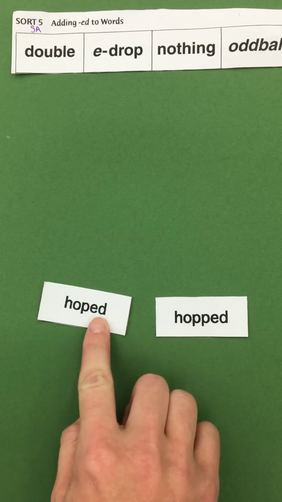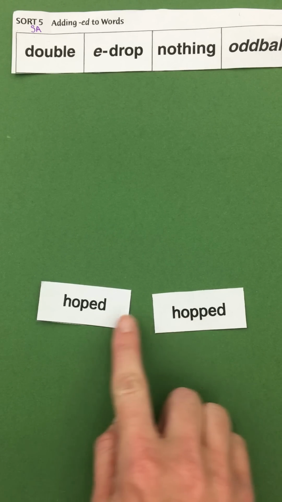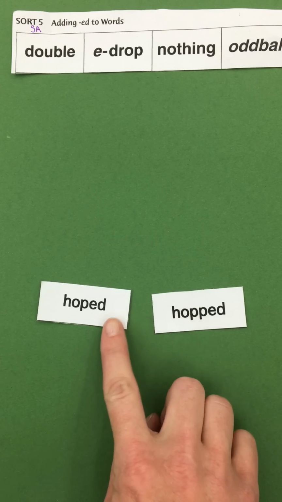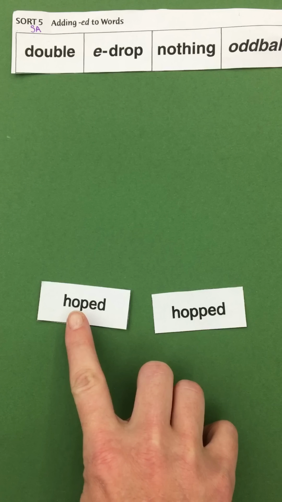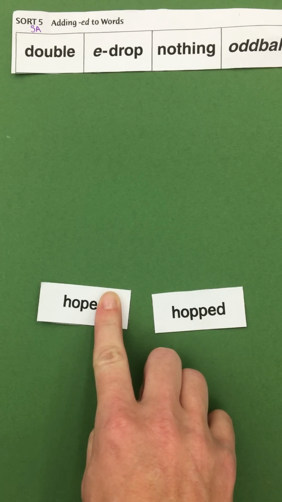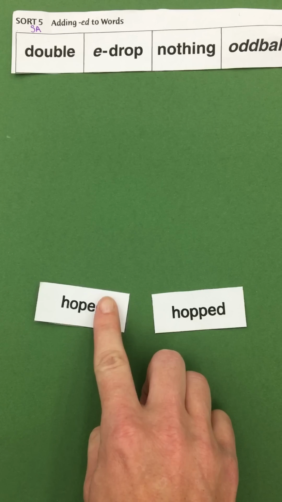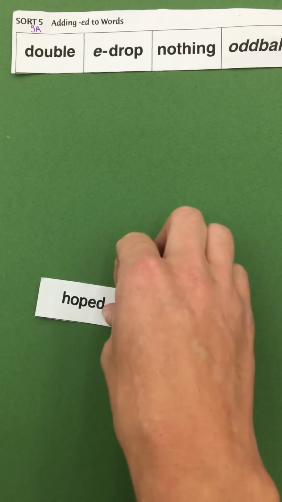What are these words? Say them in your head. Hoped, hopped. What is the difference in the vowel sound here? Hope. This one is our long O sound, says O. And then I just added D. I didn't actually add ED. So that means I dropped an E.